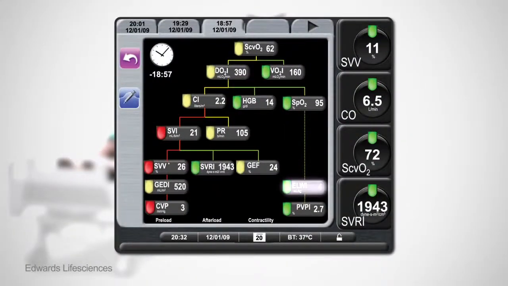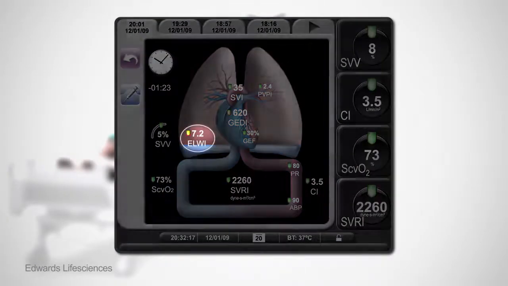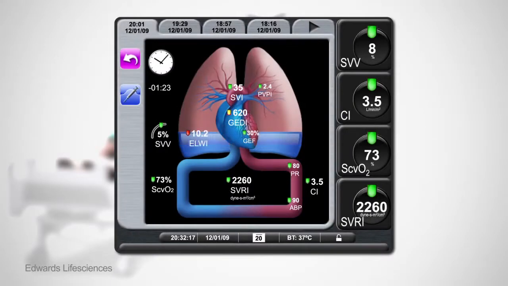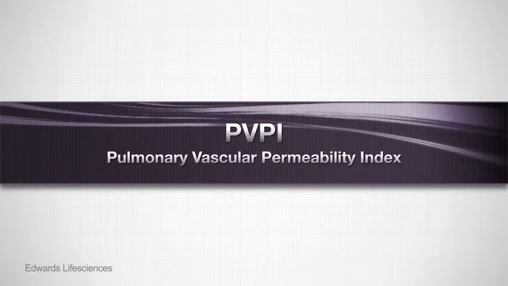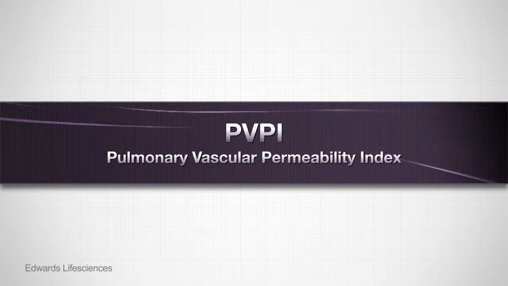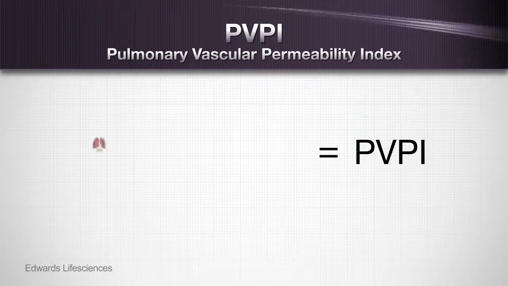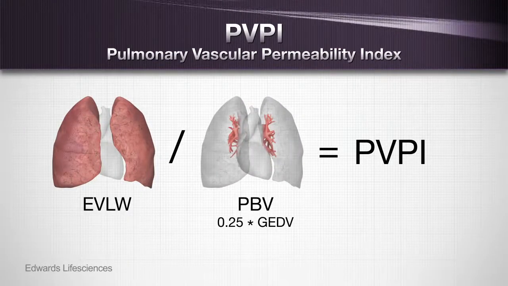Extravascular lung water is a useful parameter with diagnostic, prognostic, and therapeutic value in which pulmonary edema or acute lung injury may be assessed. This guidance may be helpful in mitigating the impact on the patient's oxygenation and overall oxygen delivery to the tissues. Pulmonary Vascular Permeability Index, or PVPI, is also another tool that the clinician may use in assessing lung function. PVPI is calculated by dividing extravascular lung water by pulmonary blood volume.